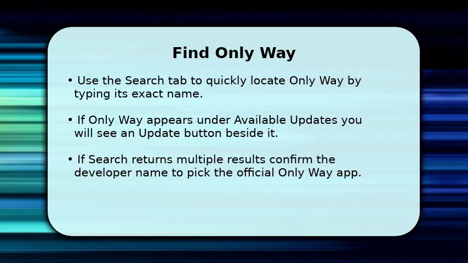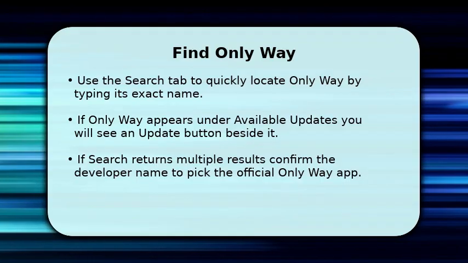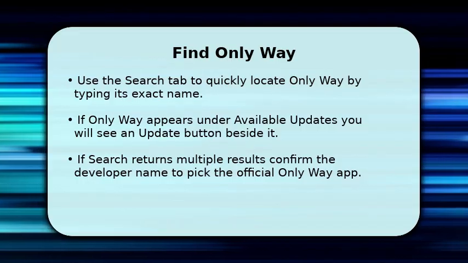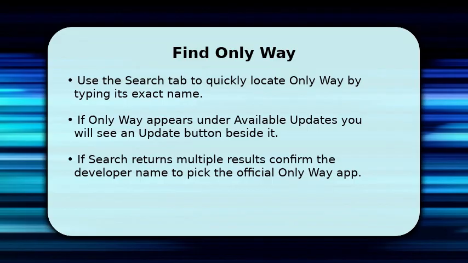If OnlyWay appears under Available Updates, you will see an update button beside it. If search returns multiple results, confirm the developer name to pick the official OnlyWay app. For pre-installed or system apps, use the updates list to avoid duplicate searches. Note that the current version number appears under the app name when listed. Tap Update next to OnlyWay to download the latest app build immediately.